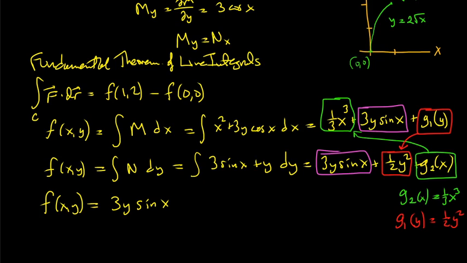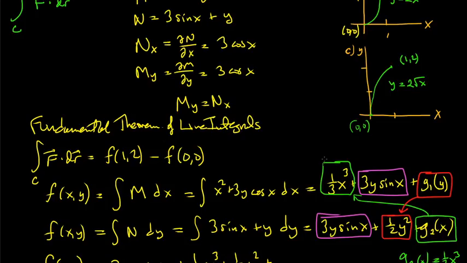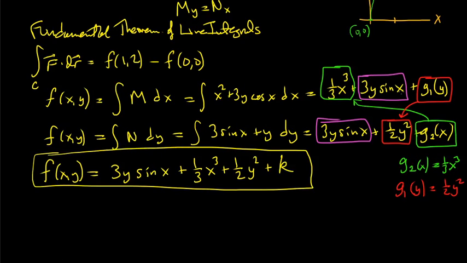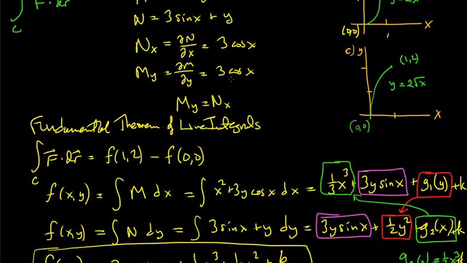Okay, so you just add them all up then, right? This is 3y sine x plus 1/3 x cubed plus 1/2 y squared. Oh, I'm forgetting the constant c. Oh, I don't want to use c because c is for curve here, right? So how about k? Okay. So that's the potential function, right? They're all defined up to k. So there should always be a plus k here, plus k here, or, you know, these are also plus k. So the g1 and g2, right? Okay, so that's my potential function.